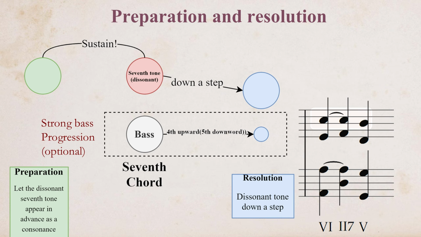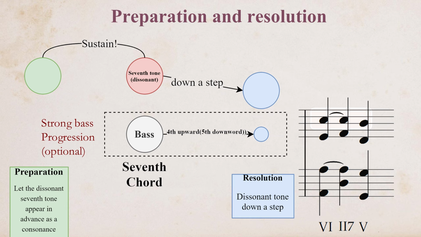Now, let's talk about how to prepare and resolve those 7th chords. The general principle is the same as when we dealt with diminished fifths earlier. Dissonances must be prepared and then resolved. For preparation, the dissonant 7th should already appear in the previous chord, but as a consonance. Then, you simply hold that note into the next chord, where it becomes a dissonance. As for resolution, just let it step down by a second. That's it. No need to overthink.